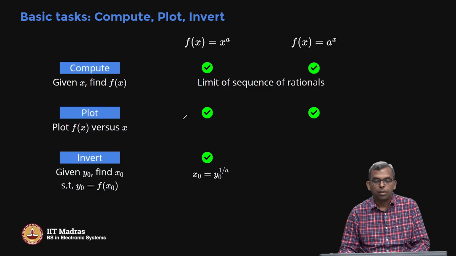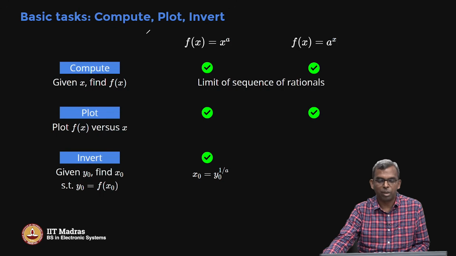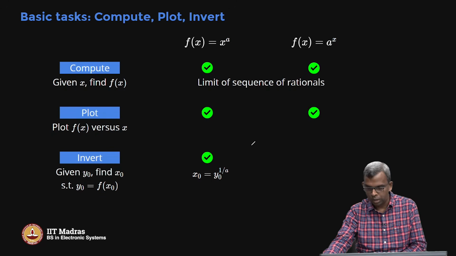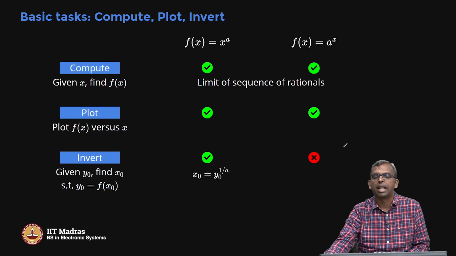So let's come back to our basic tasks here. We know how to compute, we know how to plot, hopefully. So we have a good sense of how the plots for x power a and a power x look. Inverting x power a we already know, but a power x we don't know how to invert yet. We have to learn that officially in this class later. So this summarizes x power a and a power x for you, and we'll move on to other interesting topics in later lectures. Thank you.